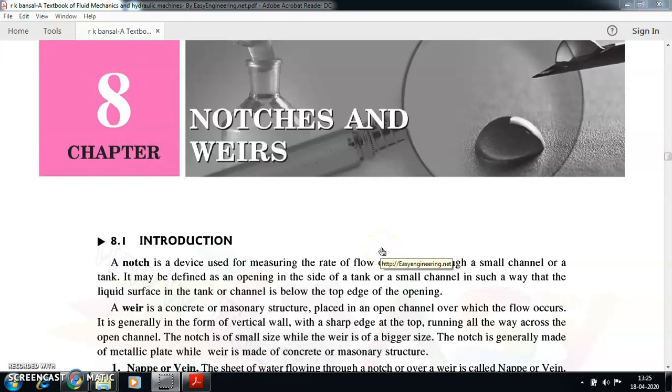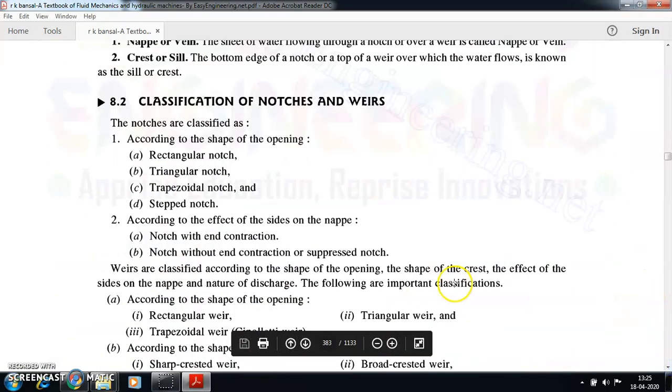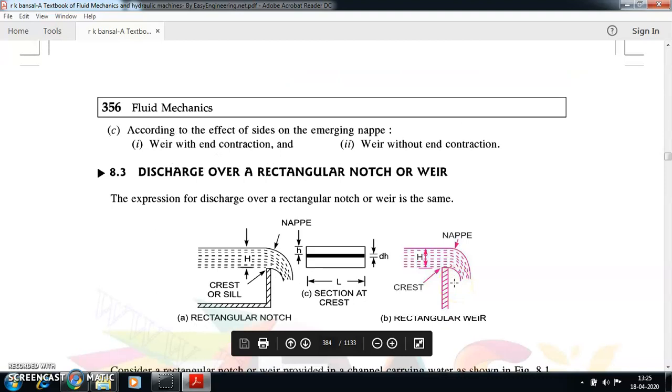Hello students, today is 18th of April 2020, and in the previous video we had started notches and weirs, and we had derived the equation of Q, or the rate of flow equation, of a rectangular notch.